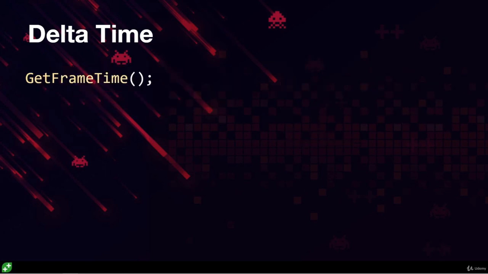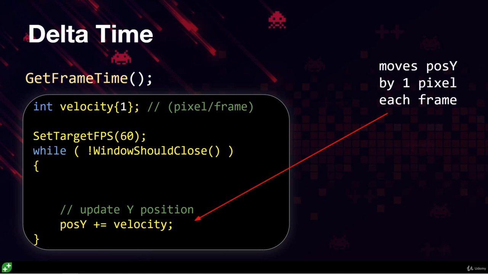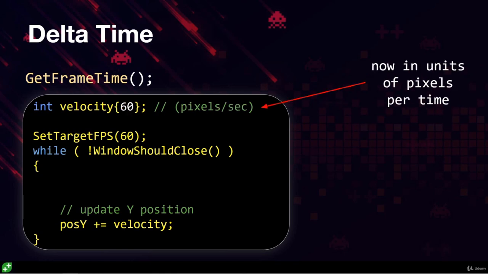Now, Raylib has a function called getFrameTime. This is the delta time between frames. Here's how we would use it. Say we have a velocity of 1, and that's in pixels per frame. Now we use the velocity to move the position by 1 pixel each frame. But instead, say we want our velocity in pixels per second.